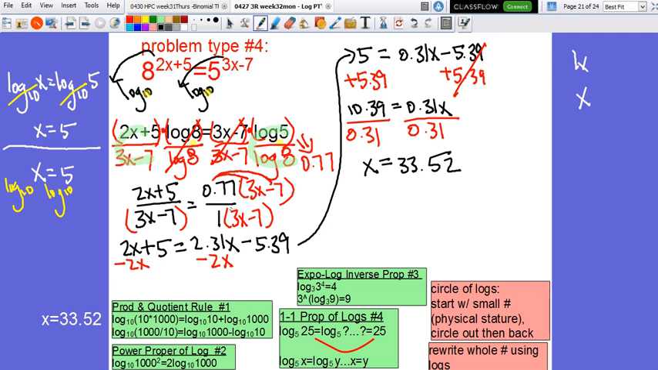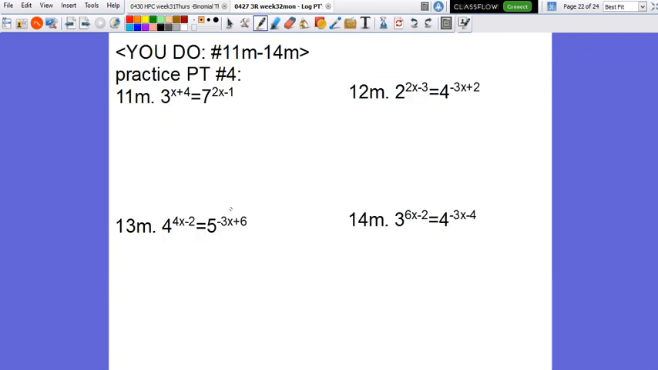Folks, I want you to go ahead and do these problems here. I'll show the work for 11 and 13 and the answers. I'll actually show the answers for all of them, but I'll only show the work for 11 and 13.